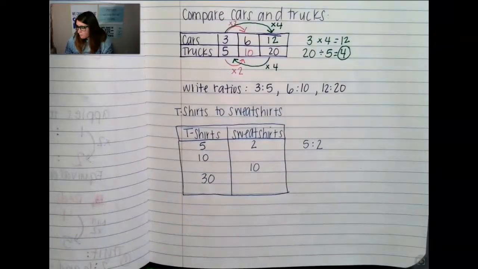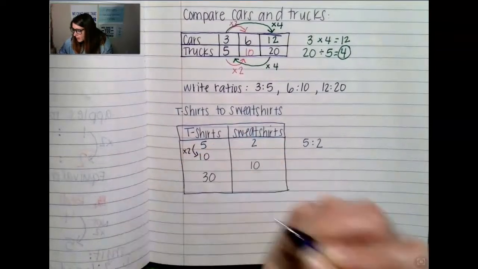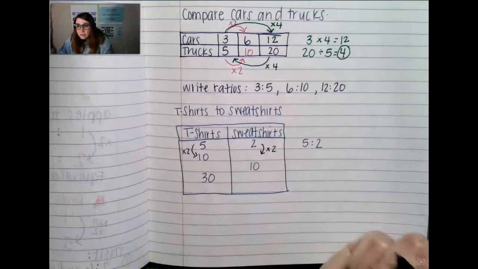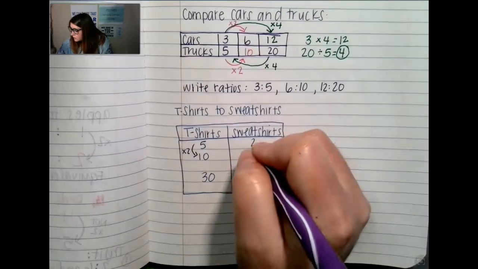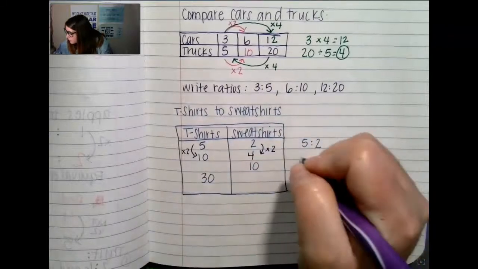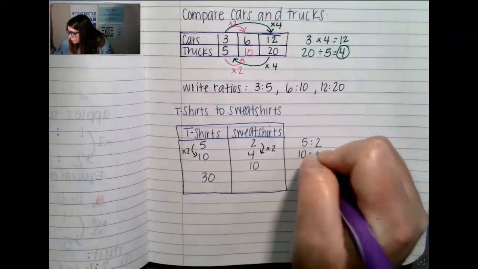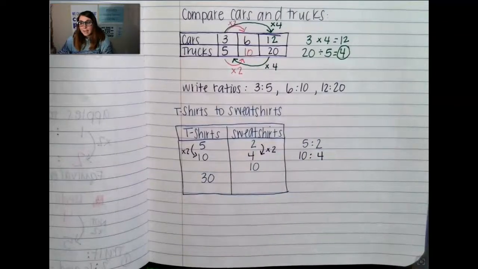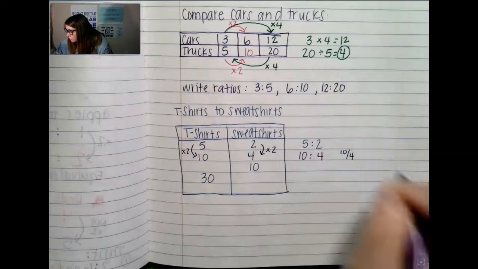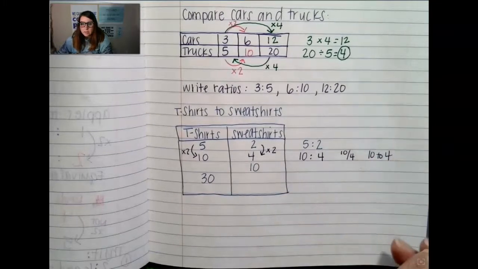Well, we get from 5 to 10 by multiplying by 2. So over here, we need to multiply by 2. So 2 times 2 gives us 4. So our next ratio then is 10 to 4. Again, you can write it as a fraction of 10 over 4, or you can say 10 to 4. All of those are correct.